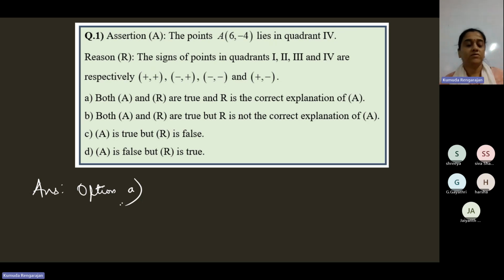Alright, children. So, how do we understand the options? In option A and B, both A and R are true. In option A, R is the correct explanation for A. In option B, R is not the correct explanation for A. In options C and D, one is true while the other is false. In A and B, both are true. You understand? Okay.